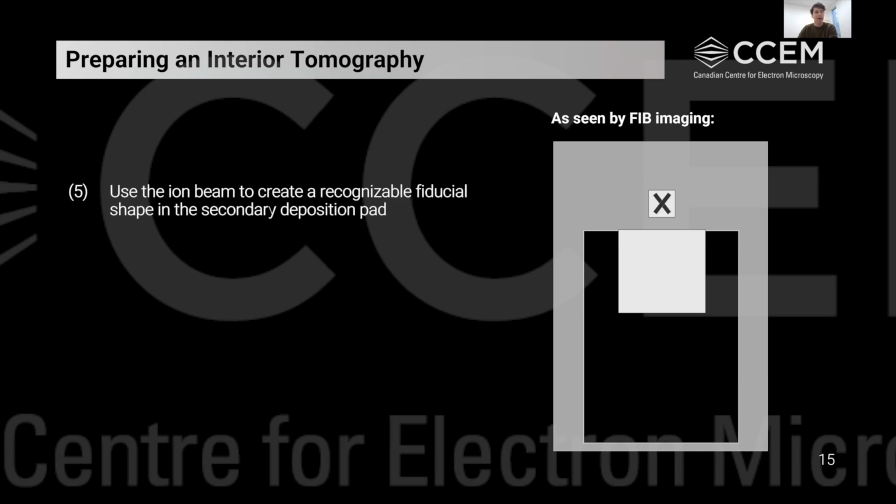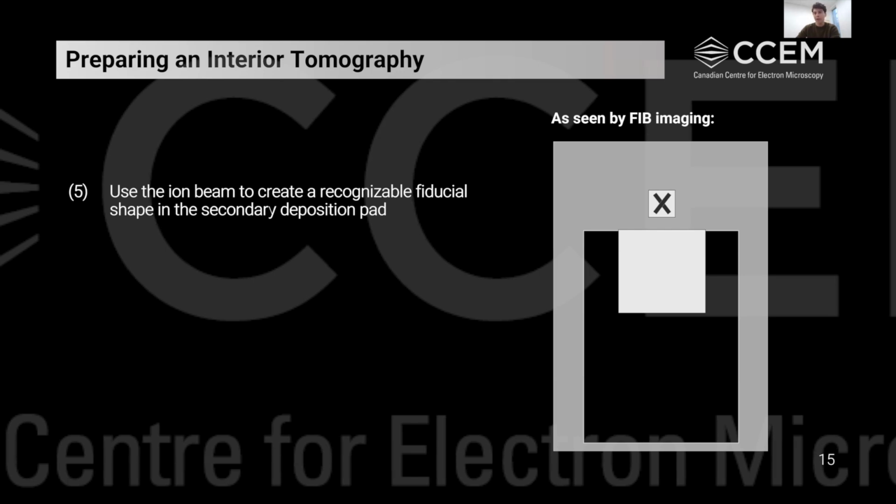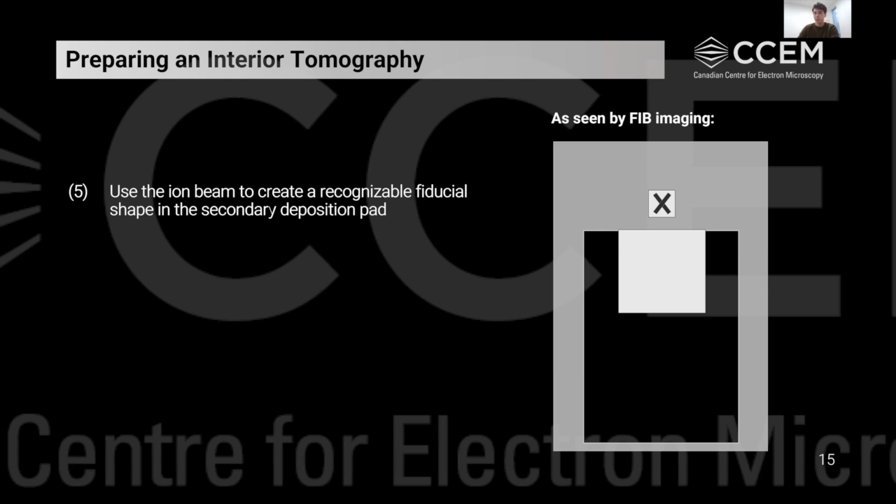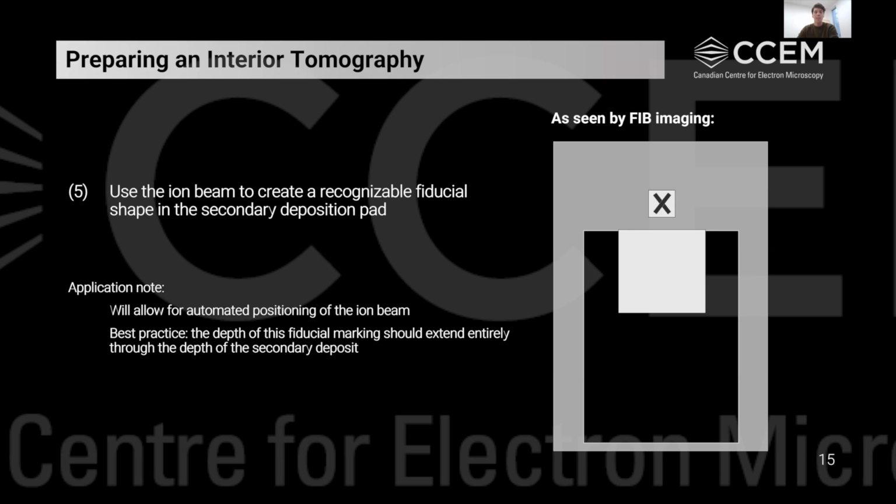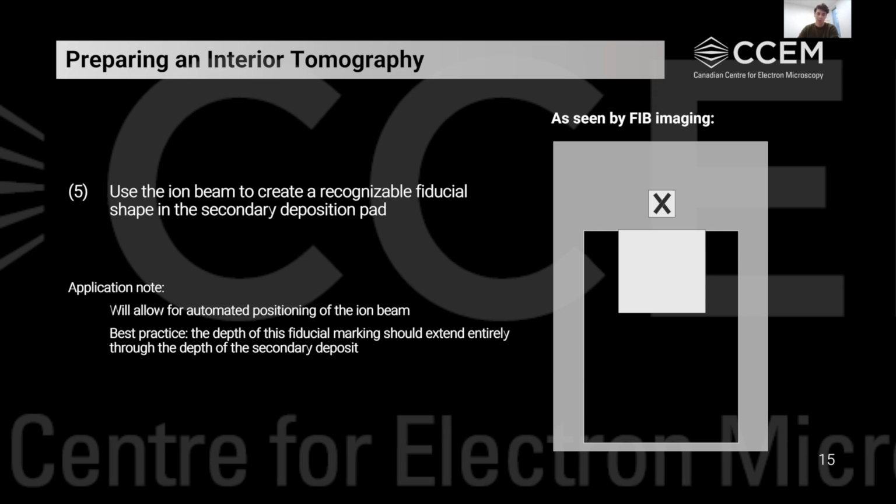Next, we're going to create a recognizable fiducial shape on that secondary pad that's going to allow that ion beam to actually map its position. Generally, something with corners, like this little X shape, tends to work quite well. The ion beam will take the image, recognize those markings, and know where to increment the next slice milling position to. We want to make sure that it is milled throughout the entirety of this secondary deposit, and it's actually milling into the sample slightly as well.